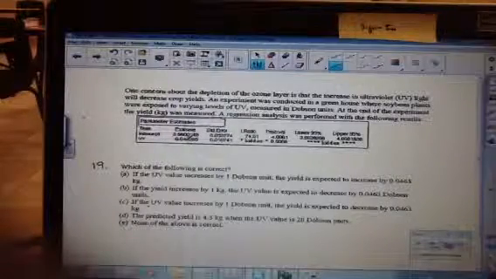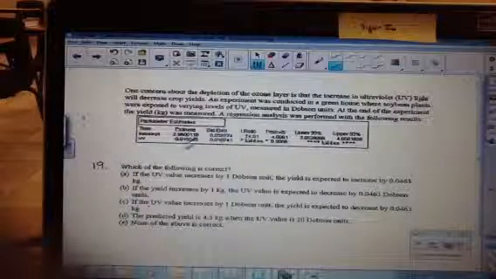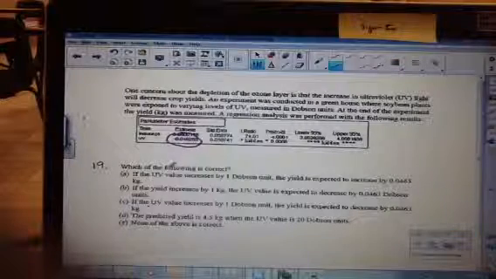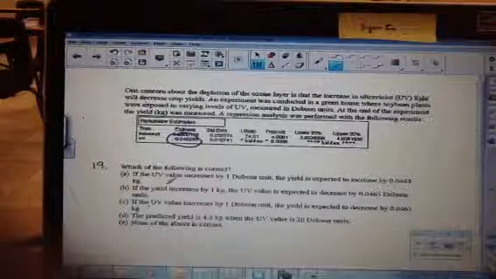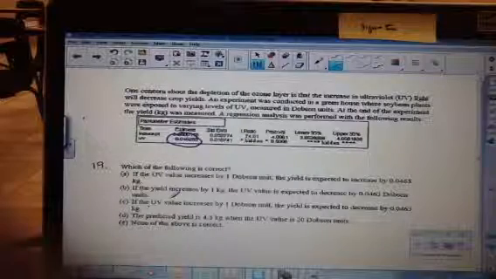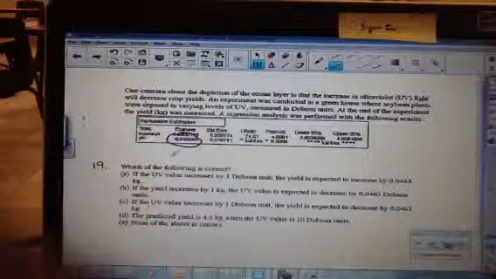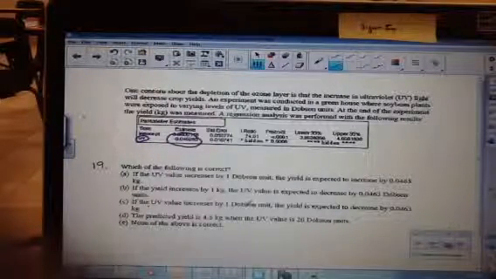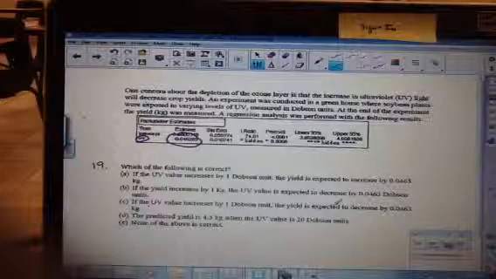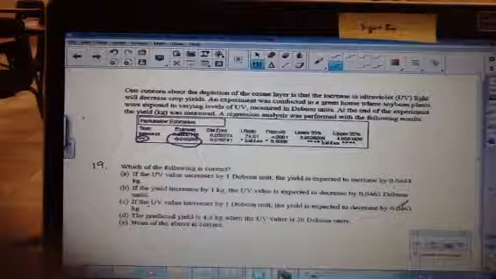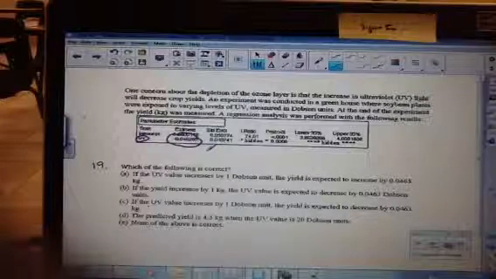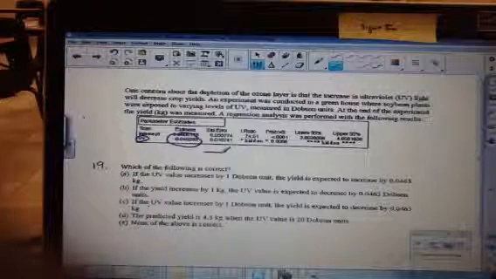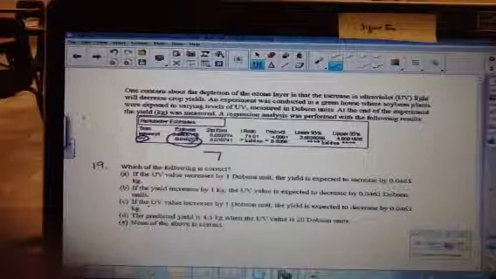Okay, number 19 is talking about slope, and here's your slope. It's about negative 0.04. If the UV value increases by 1 unit, so if the explanatory variable UV increases by 1 unit, the yield should decrease by 0.0463 on average. Slope is rise over run. We're going to run 1 to the right, and we're going to rise down negative 0.04.